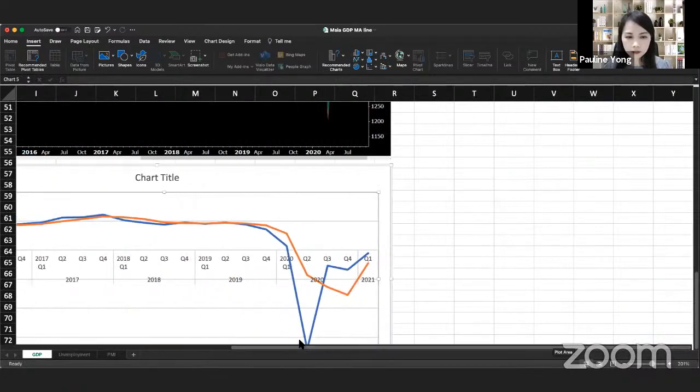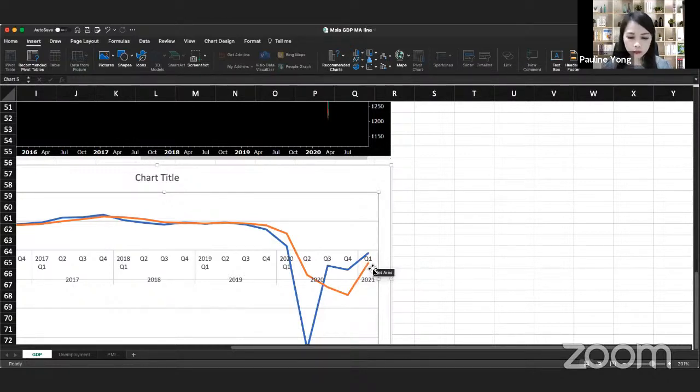Okay. So now you are looking at this converging. So converging means what? It means that next quarter, we want to see whether this blue line will cross below this orange line, the 20. So if it crosses below, that means the economy is going to go down again, and then the stock market will go down again.